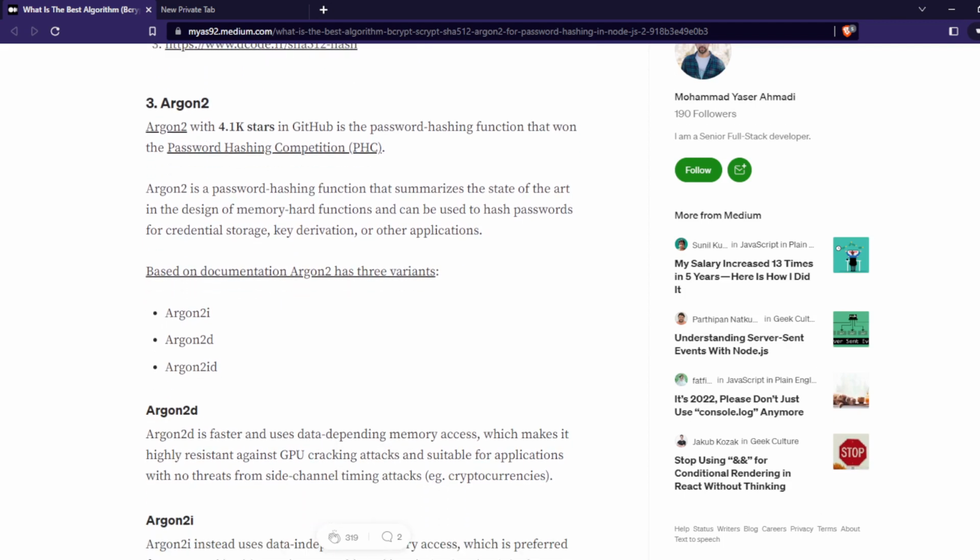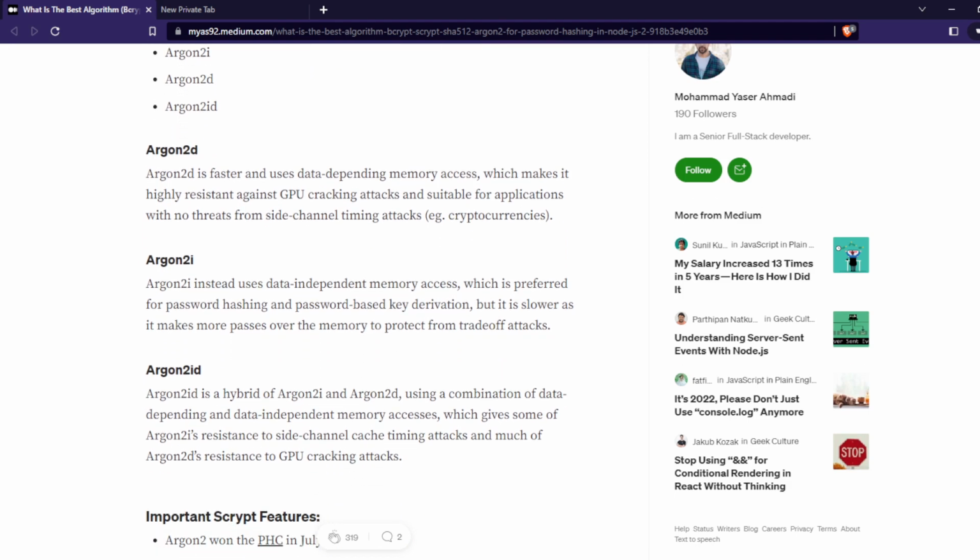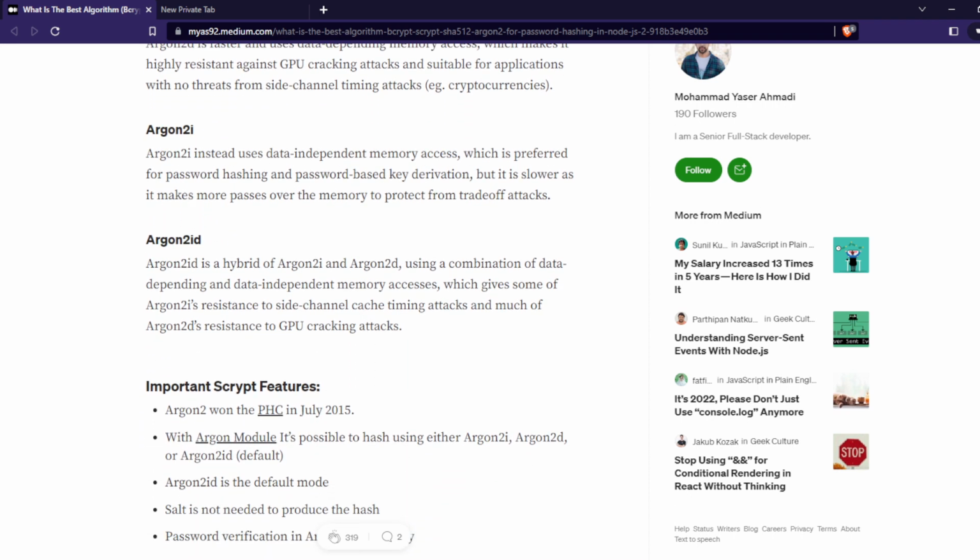For running a database, use the password hashing function that won the Password Hashing Competition, PHC, known as a password hashing function that summarizes the state of the art in the design of memory-hard functions. It can be used for credential storage, key derivation, and more. Argon2i, 2d, 2id. Argon2d is faster and uses data-dependent memory access, which makes it highly resistant against GPU cracking attacks and suitable for applications with no threats from side-channel timing attacks. Argon2i instead uses data-independent memory access, which is preferred for password hashing and password-based key derivation, but it's slower as it makes more passes over the memory to protect against trade-off attacks. Argon2id is a hybrid of 2d and 2i, a combination of data-dependent and data-independent memory access, which gives some of Argon2i's resistance to side-channel timing attacks and much of Argon2d's speed.